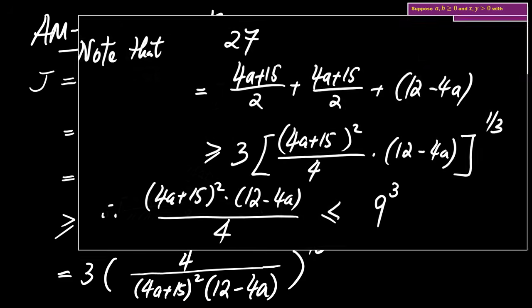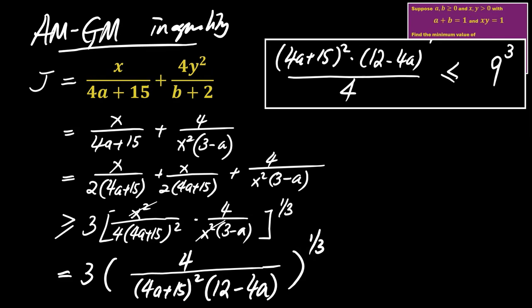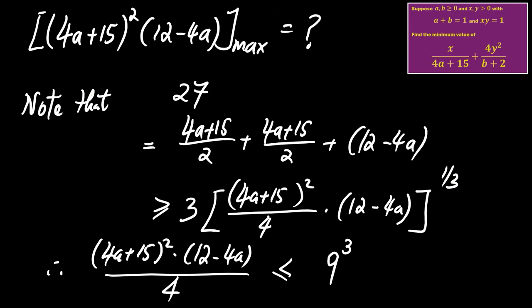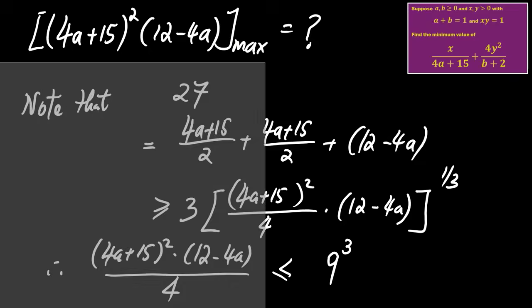So we continue with what we have just now, and therefore this will be greater than or equal to 3 times 1 over 9, meaning that this will be 1 over 3. So now we know that J is at least 1 over 3. We need to see whether the equality holds. There are two inequalities involved here, so we will look at these and see when the equality holds.